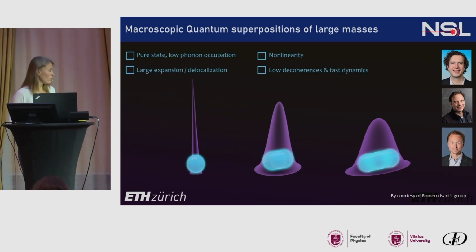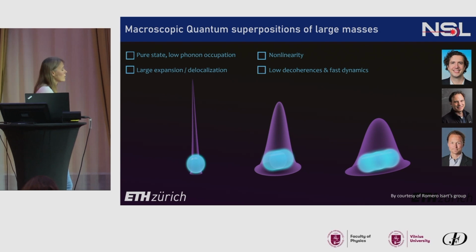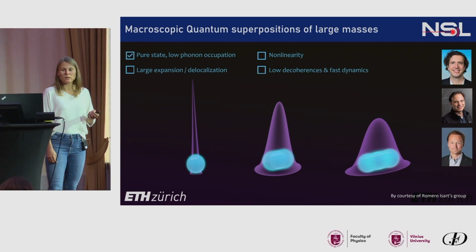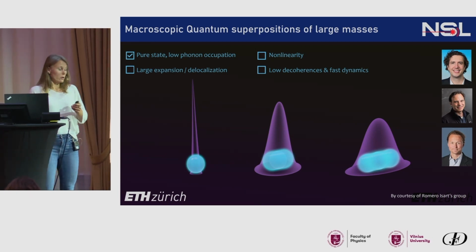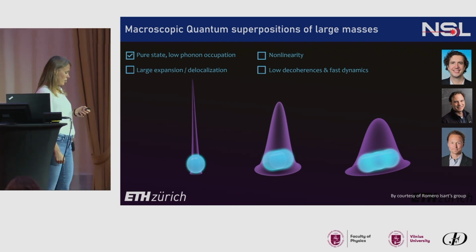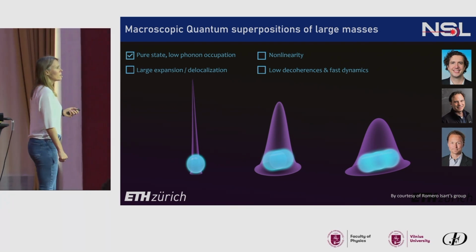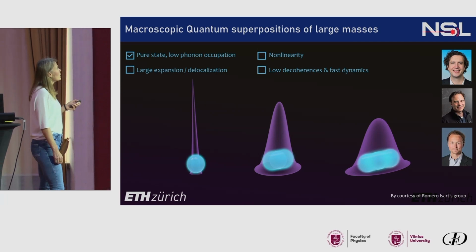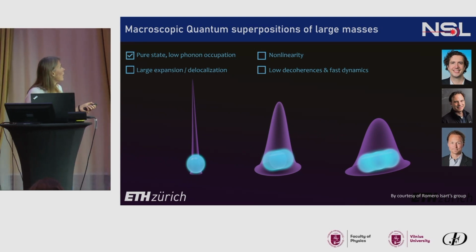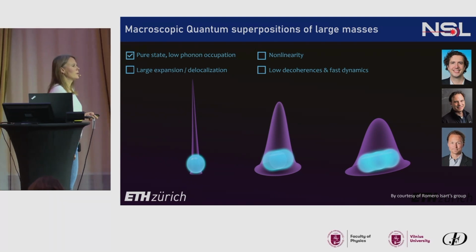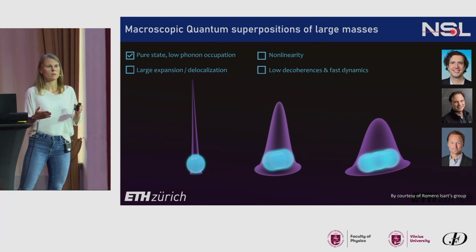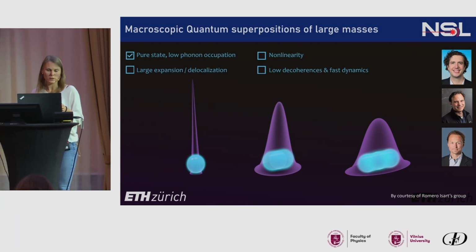So to do so, we need to start off with a pure state and low phonon occupation. This has been achieved in the community in the last years. And now we would like to create this large expansion and delocalize the particle. And then we would like to prove that we created this macroscopic quantum superposition using nonlinearity, in our case, in the potential. And we need to do this, obviously, in an environment where we have low decoherence and fast dynamics, such that the decoherence doesn't decohere our state.